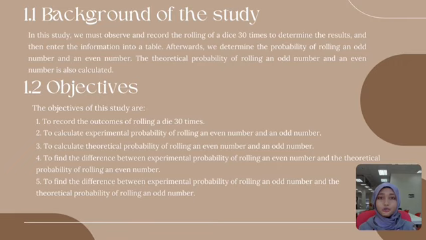Fourth, to find the difference between the experimental probability of rolling an even number and the theoretical probability of rolling an even number. Fifth, to find the difference between the experimental probability of rolling an odd number and the theoretical probability of rolling an odd number.